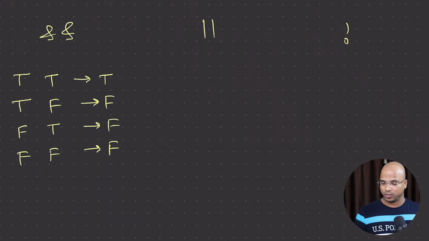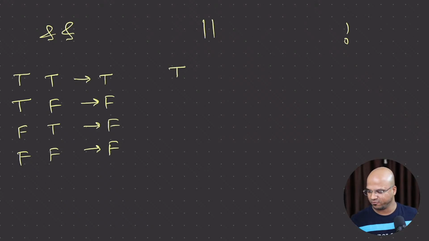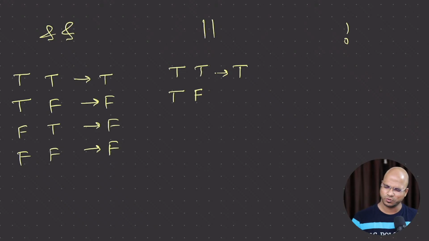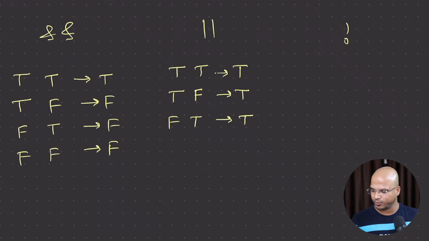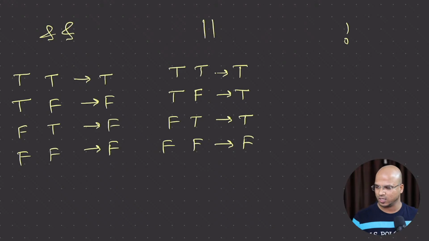What about the OR? OR says, even if one is true, I will take it as true. Example, if both are true, of course, that's true. If the first one is true, second is false, it will be true again. The first one is false, second is true, it will be true. And if both are false, in that case, it is false. So only if both the outputs are false, then only it will be false.